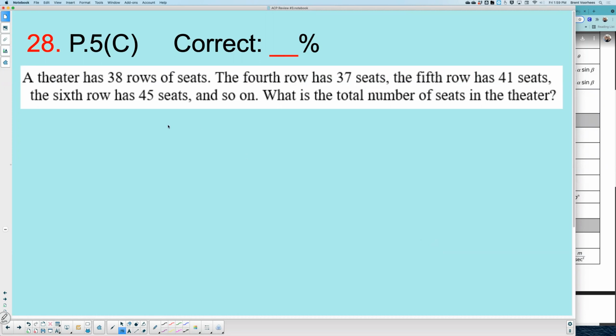Here we are. It says a theater has 38 rows of seats. The 4th row has 37 seats. The 5th row has 41 seats. The 6th row has 45 seats, and so on. What is the total number of seats in the theater?